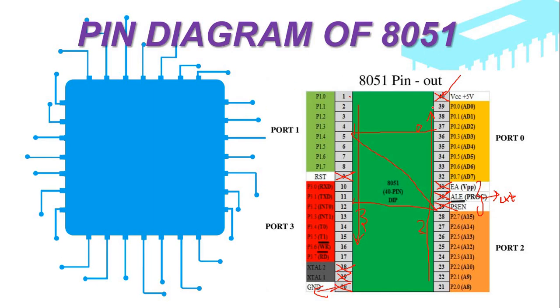Port 0 starts from pin 39 to 32, which occupies port 0, that is 0.0 to 0.7, 8 pins. Port 1.0 to 1.7 is pin number 1 to 8. Pin number 10 to 17 is for port 3. And pin number 21 to 28 is for port 2. To repeat, 39 to 32 is for port 0, pins 1 to 8 for port 1, pins 10 to 17 for port 3, and pins 21 to 28 for port 2.